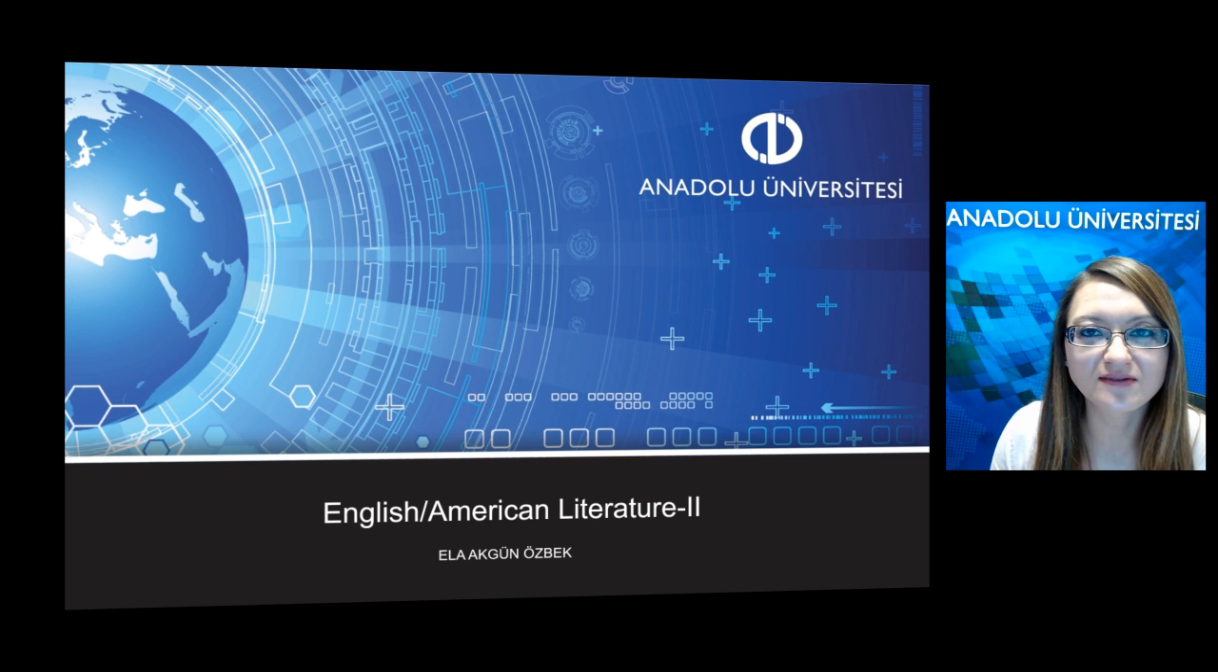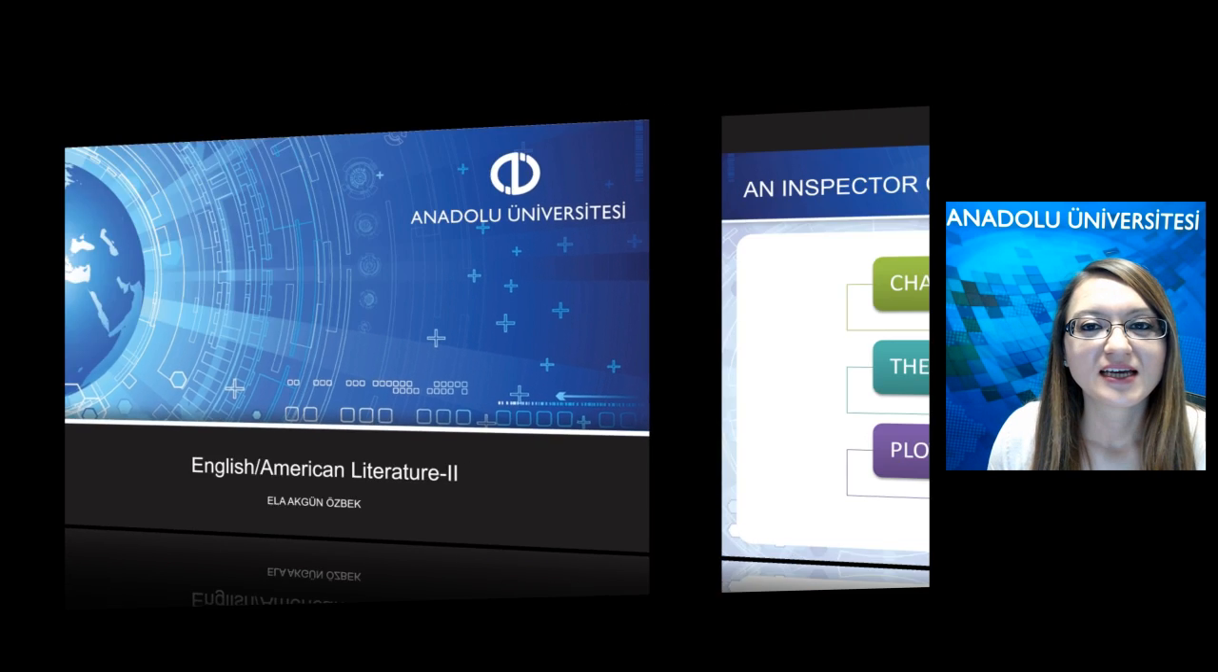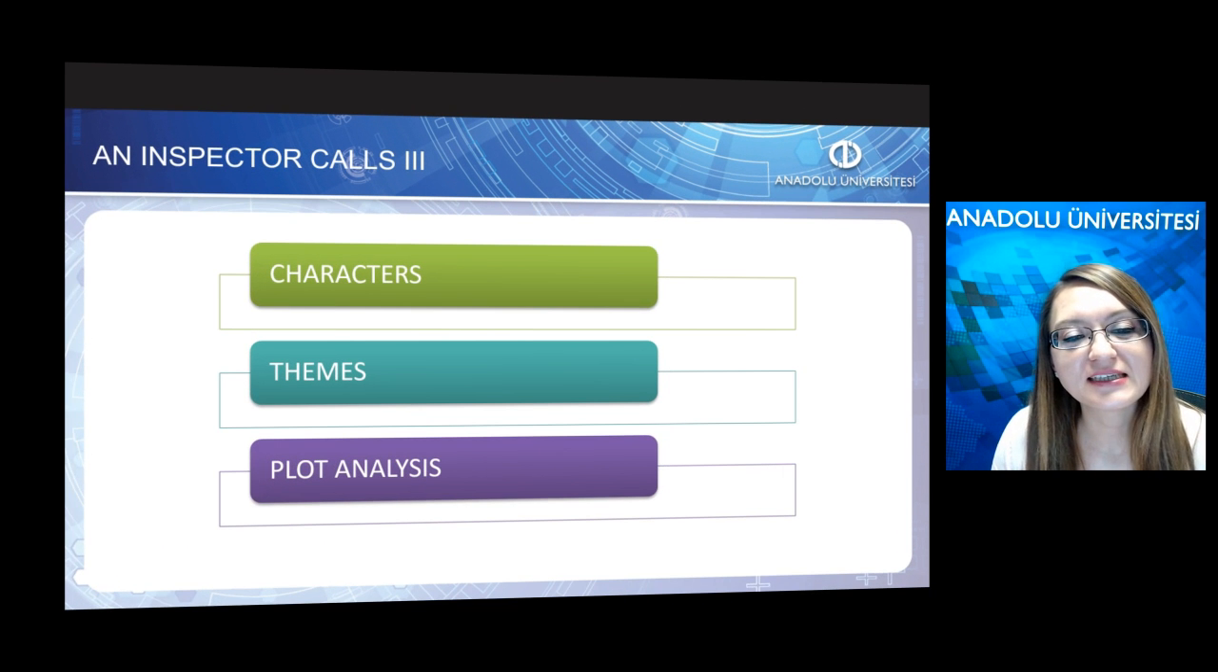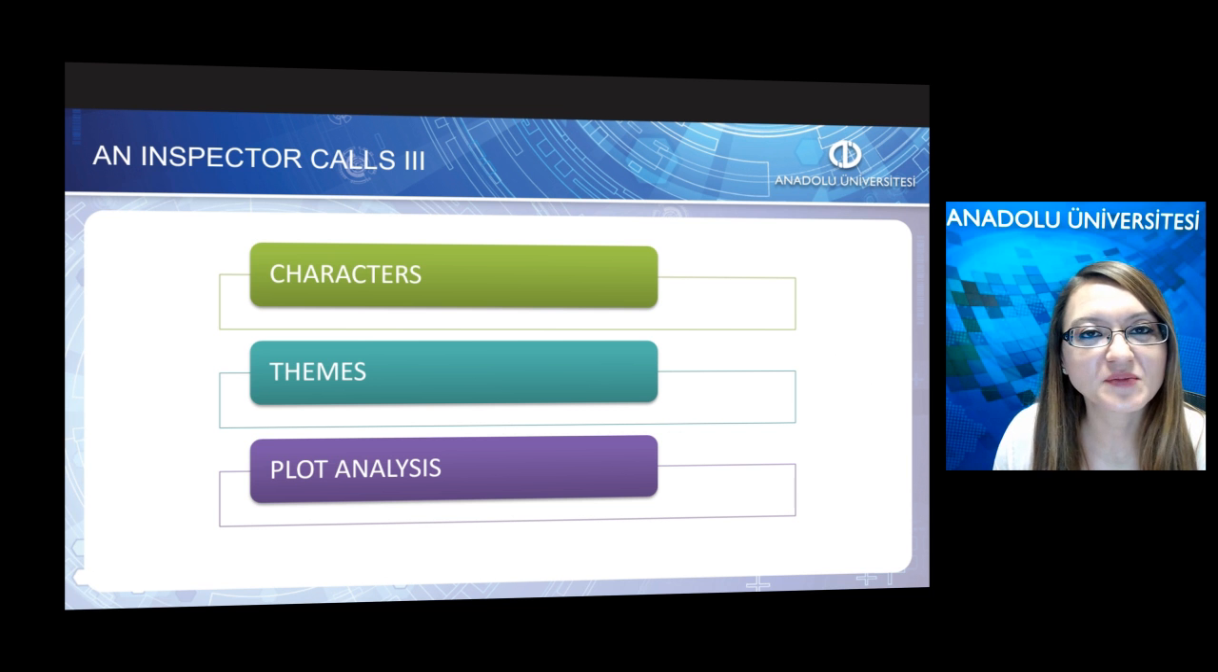Hello, welcome to English American Literature 2, Unit 7, An Inspector Calls 3. In this unit, you have studied the characters, themes, and the plot analysis of the play. Now we will summarize these very briefly.